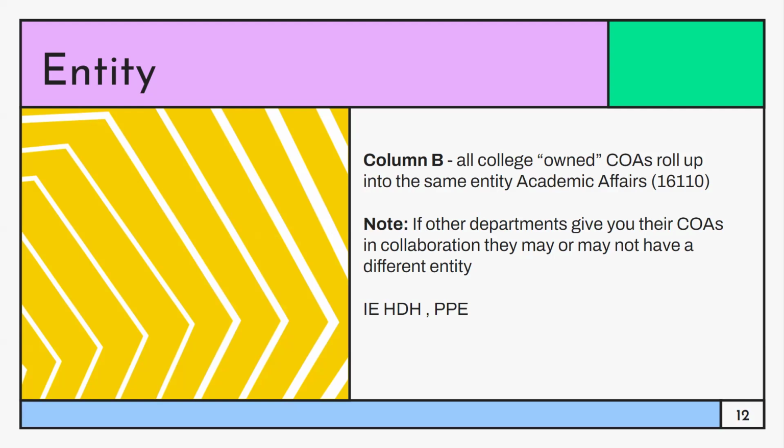And some notable shout outs of areas we work with that do have different entity numbers is HDH, Housing, Dining, and Hospitality, and then PPM, which is Property, Plant, and Equipment. They work on a lot of our construction projects with us.